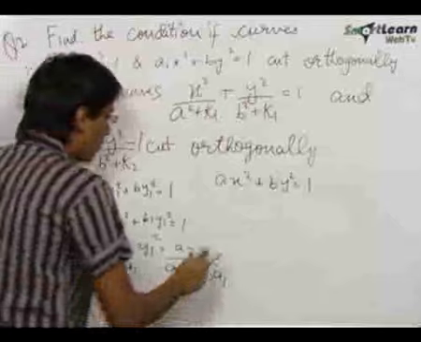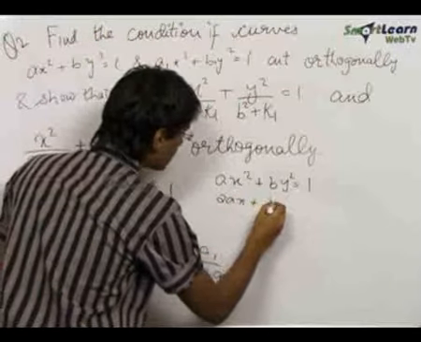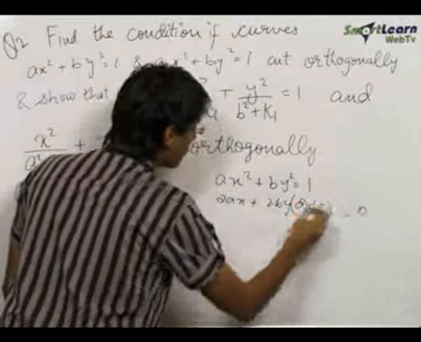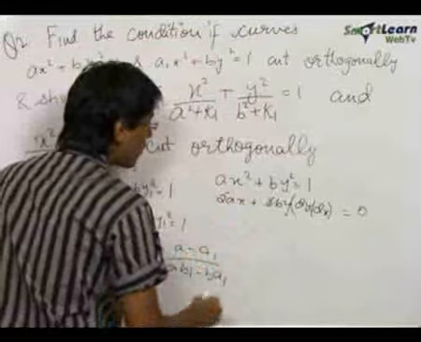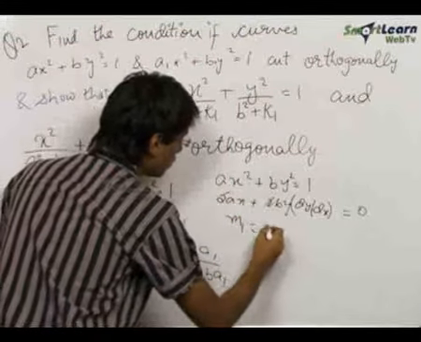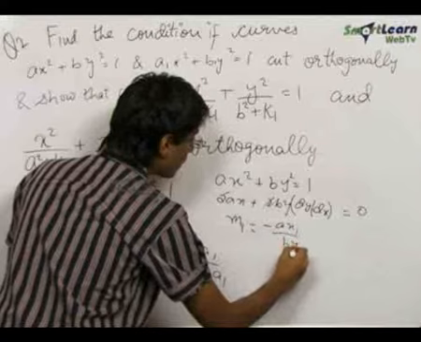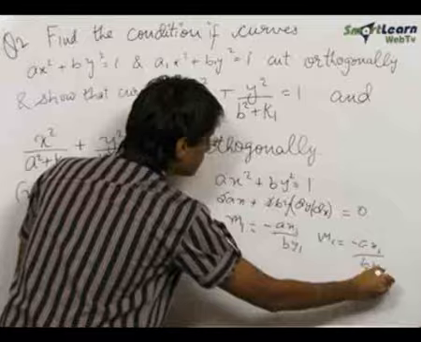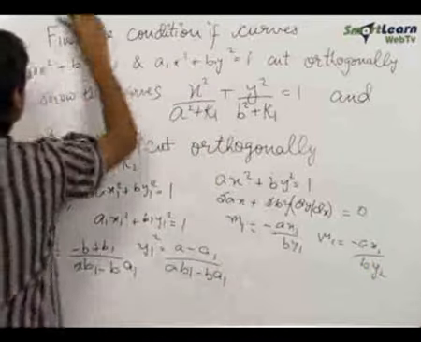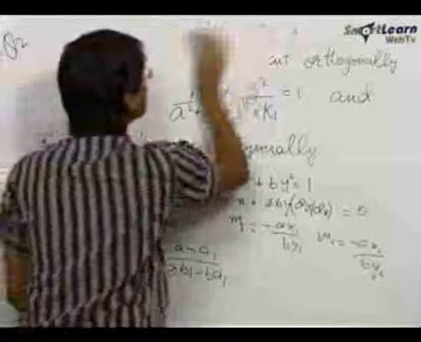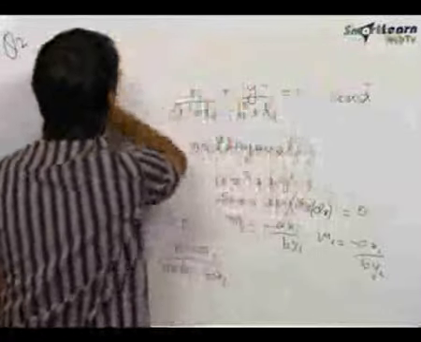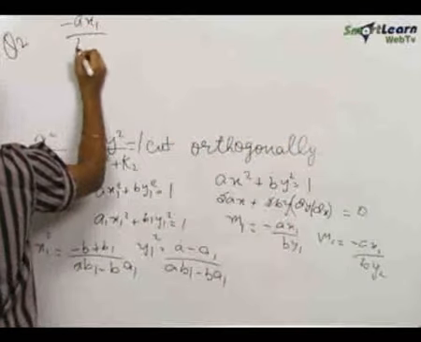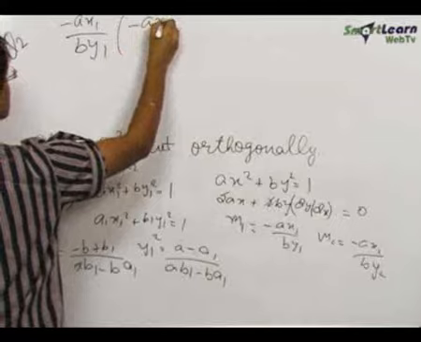Now we have the curve ax² + by² = 1. Differentiating this curve to get the slope of tangent, we have 2ax + 2by dy/dx = 0. Hence, at the point (x1, y1), the slope of the first tangent is equal to -ax1/by1, and for the second it is equal to -a1x1/b1y1. And we know that m1 m2 is equal to -1, since we need to find the condition if the two curves are cutting orthogonally. So (-ax1/by1) into (-a1x1/b1y1) equals -1.